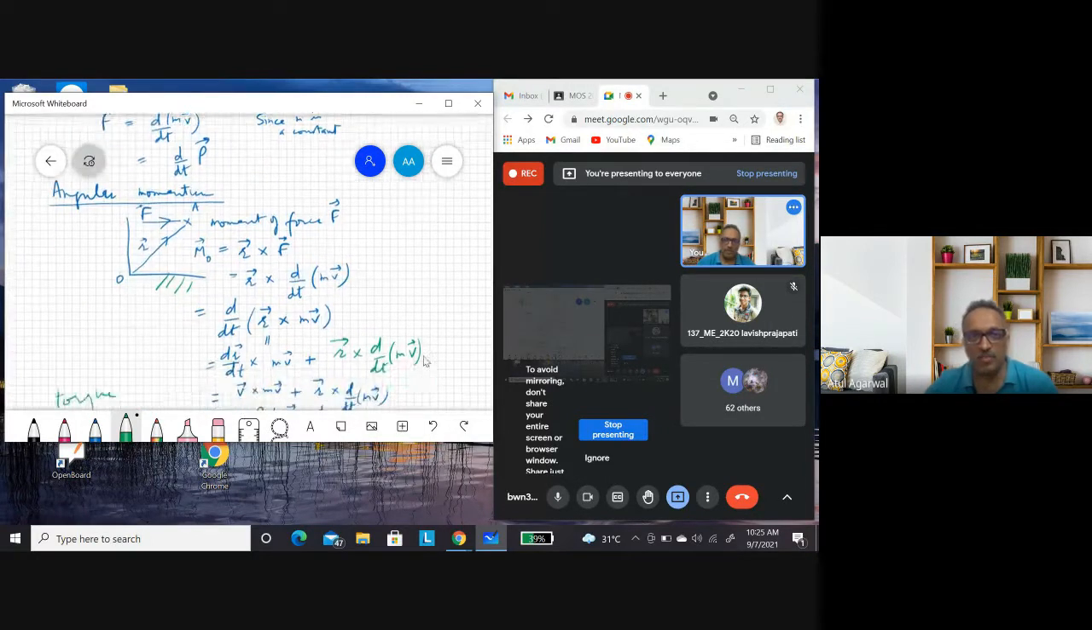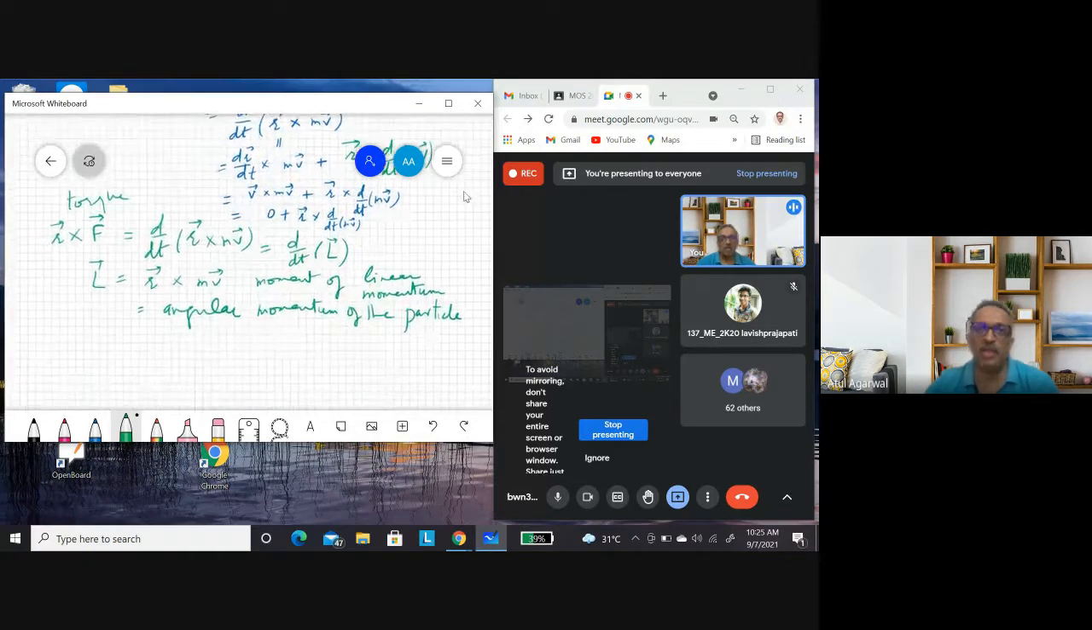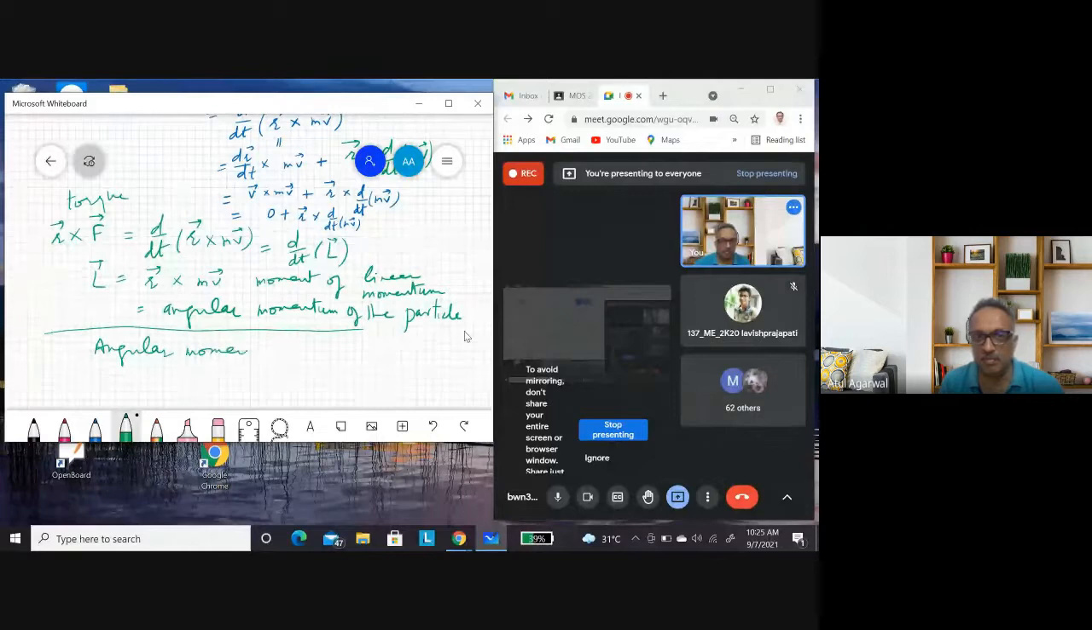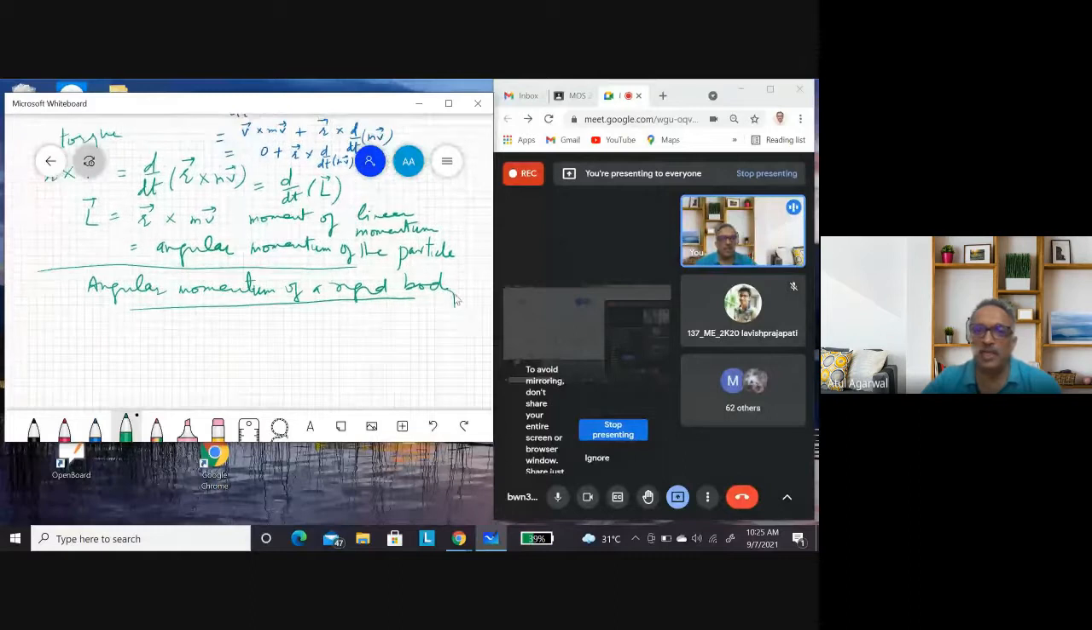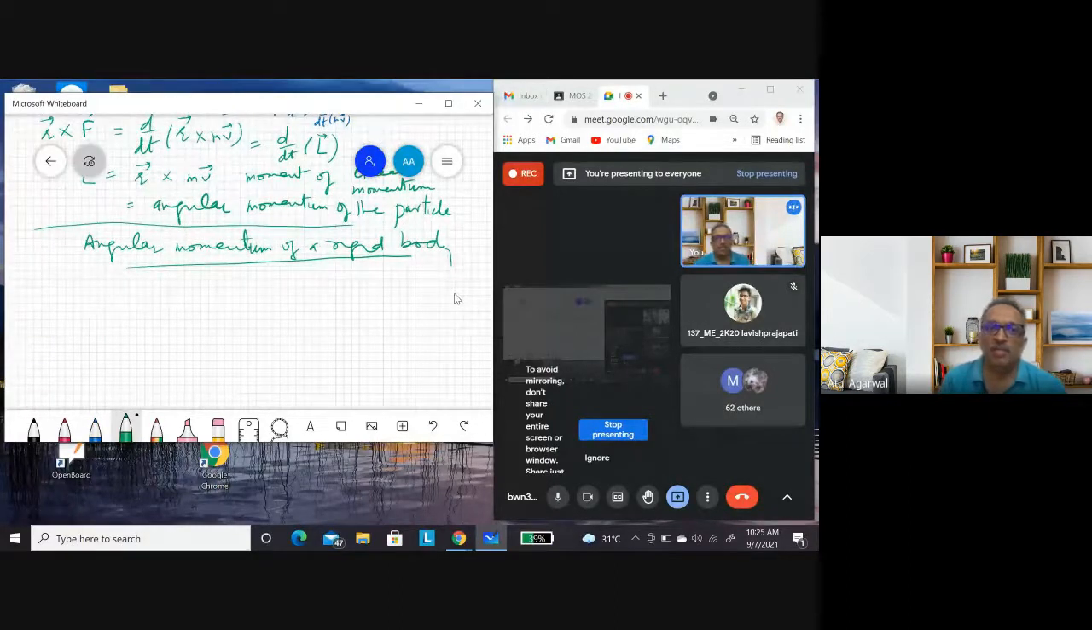Okay. So now we will go to the rigid body. Till now I talked about a particle. Now I want to find the angular momentum of a rigid body. How will we go about doing it? Any idea? So we have a rigid body. We will take its angular momentum about its center of mass. We can take it about any other point.